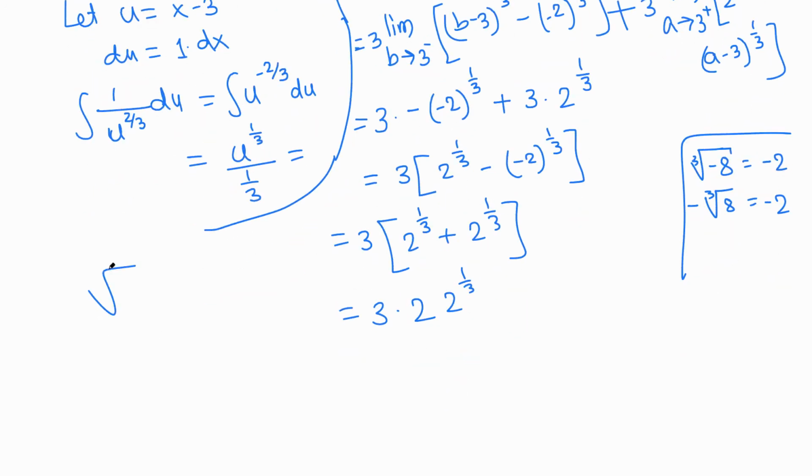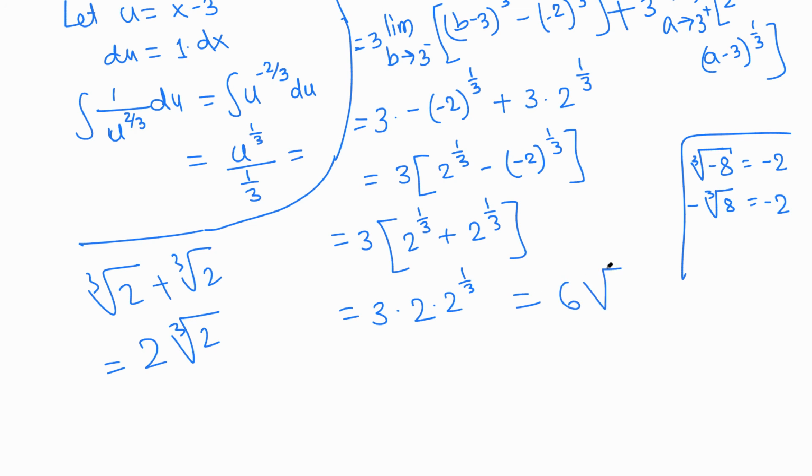This one is cube root of 2 plus cube root of 2. When we add, we get 2 copies of cube root of 2. So 2 copies of cube root of 2. So 6, let me write cube root, or 2 raised to 1/3. So this is the final answer. The given integral converges to this number. The integral converges to this number.